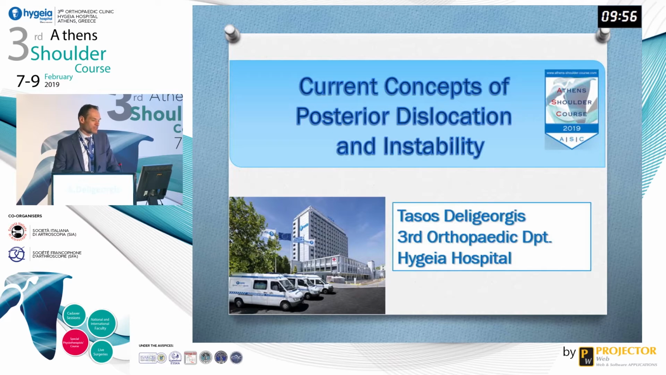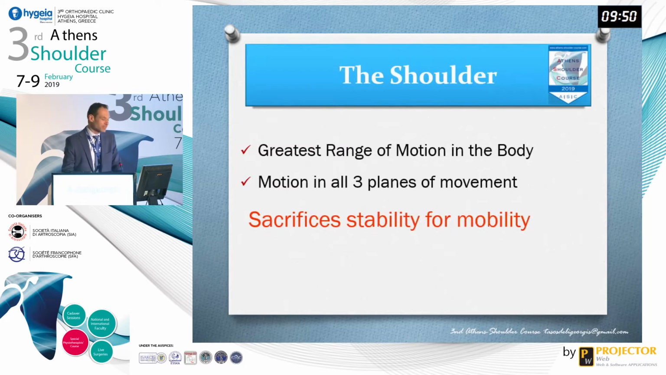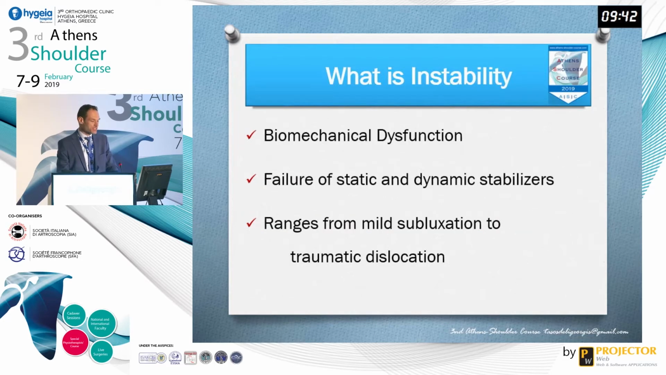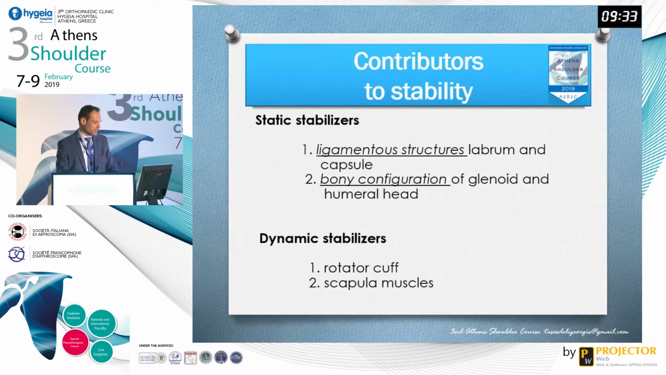I will talk to you about posterior dislocation and instability. Okay, the shoulder has the greatest range of motion in the body. It's got motion in all three planes, but unfortunately it sacrifices stability for mobility. So what's instability? A biomechanical dysfunction. It's a failure of static and dynamic stabilizers, and it ranges from mild subluxation to traumatic dislocation.